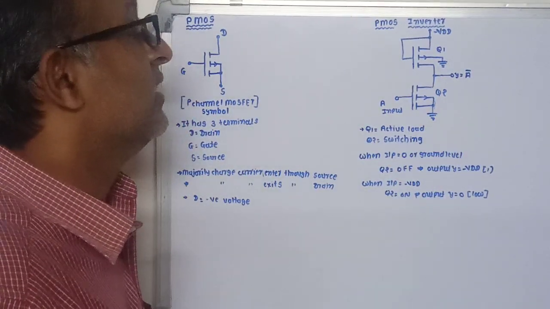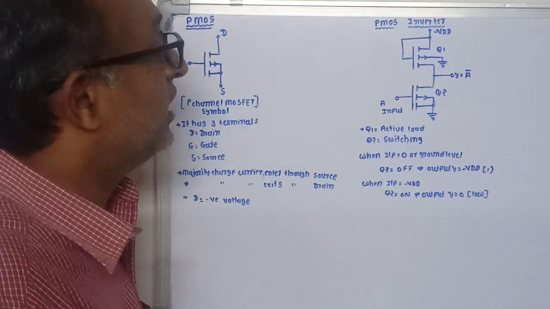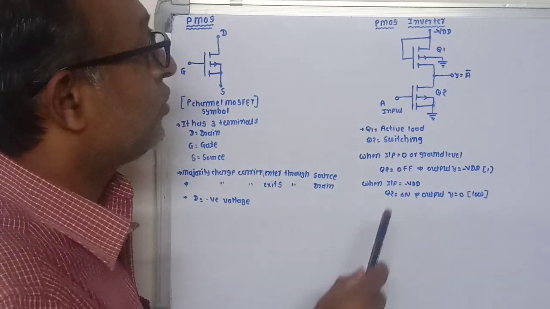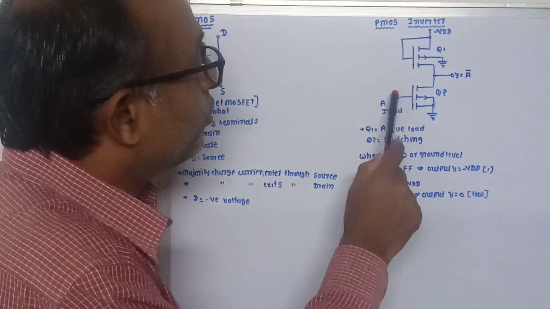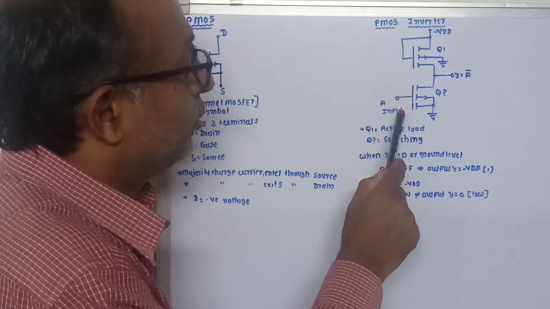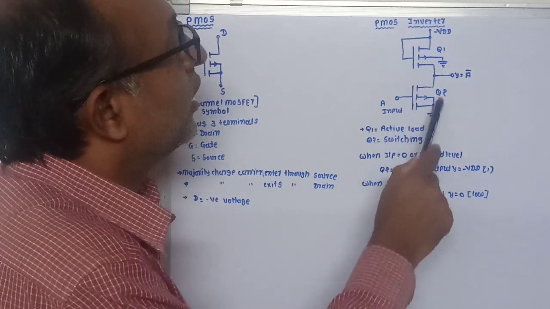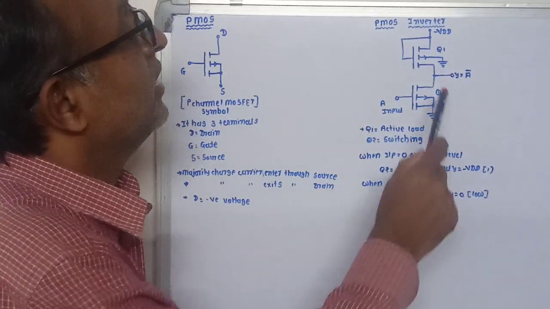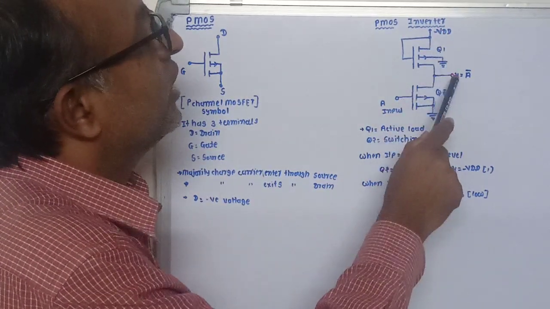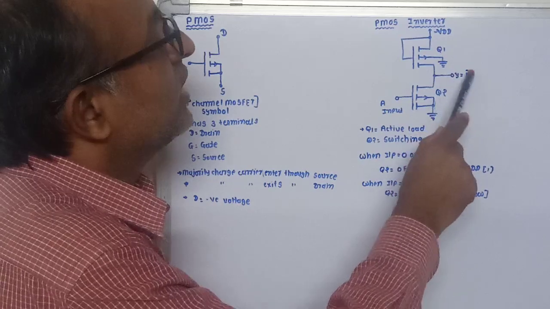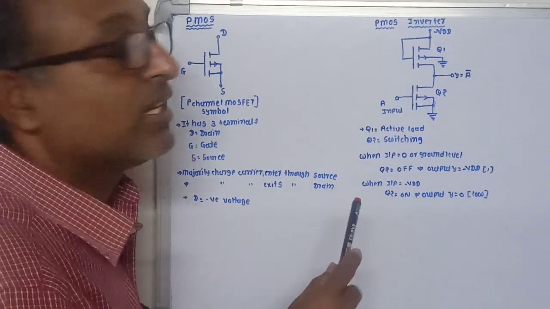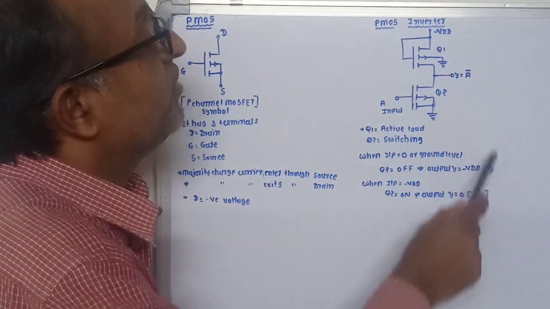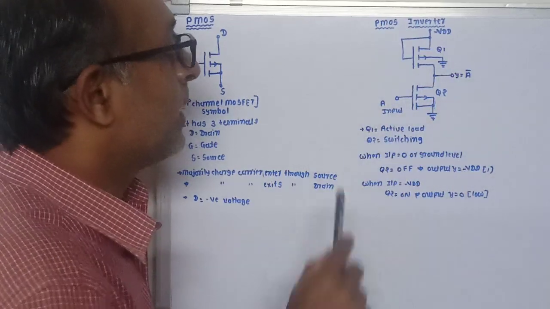That means high level, or you can say logic 1. So do you understand? When this input is 0 or it is connected to the ground, the Q2 transistor remains in off condition, and minus VDD voltage appears across the output terminal. As a result, we will get minus VDD voltage at the output terminal.